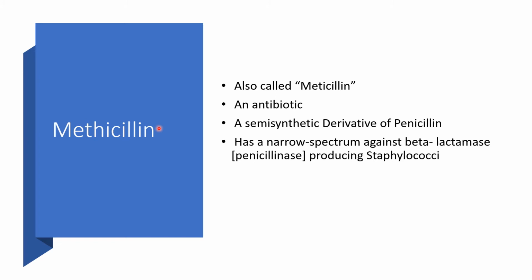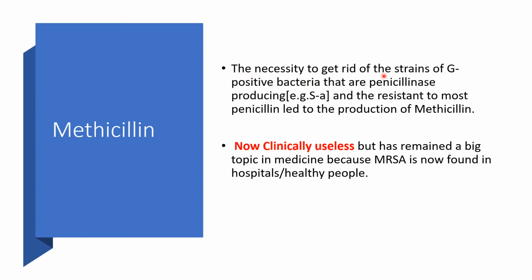Now, methicillin. You've seen the journey of how we arrived at methicillin. It's also spelled methicillin, depending on the spelling, right? It is an antibiotic, of course, but a semi-synthetic derivative of penicillin. It has a narrow spectrum against beta-lactamase producing staphylococcus. The necessity to get rid of strains of gram-positive bacteria that are penicillinase producing, for example Staphylococcus aureus, and the resistance to most penicillins led to the production of methicillin.